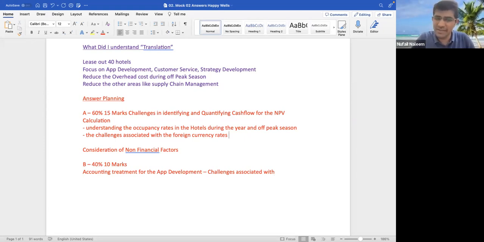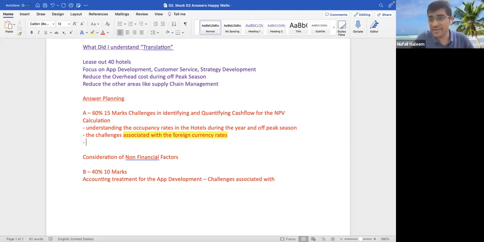Students, if anyone thought about foreign currency rates, can I get a Y in the chat box? If you didn't think of it, put N in the chat box. How many of you were able to guess this foreign currency rate, students? If anyone didn't get it, can you please put N in the chat box? If you are able to identify that properly, excellent, Mr. Tahir, very good, very good.